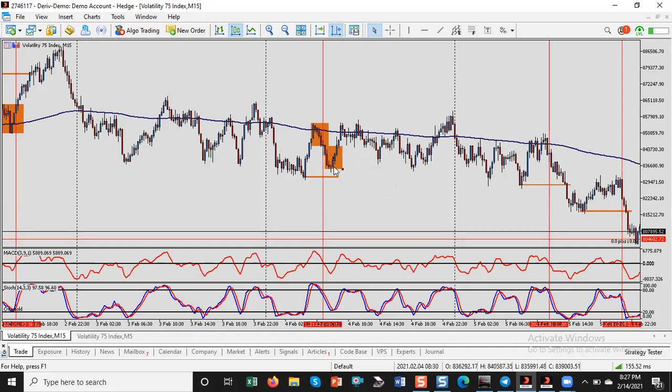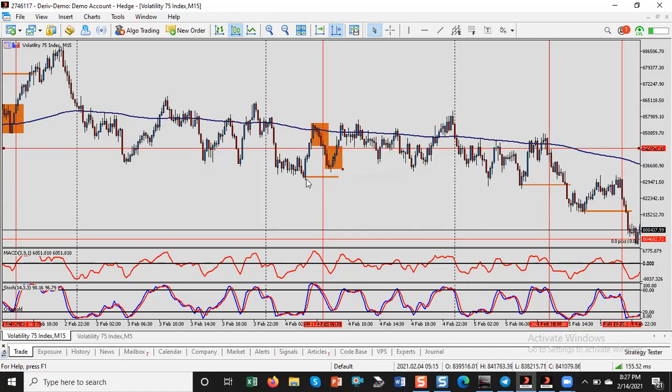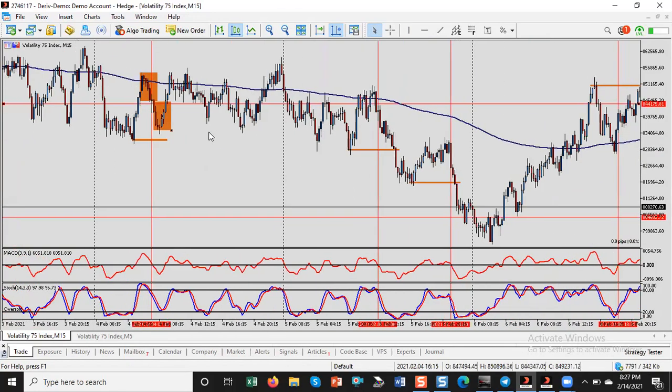So once price hits this, your 1-to-1 risk to reward ratio, you can move your stop loss to break even so that you will not be taken out. So if you use this, you will gain it. But if you were waiting for this, price will retrace back and take you out here.